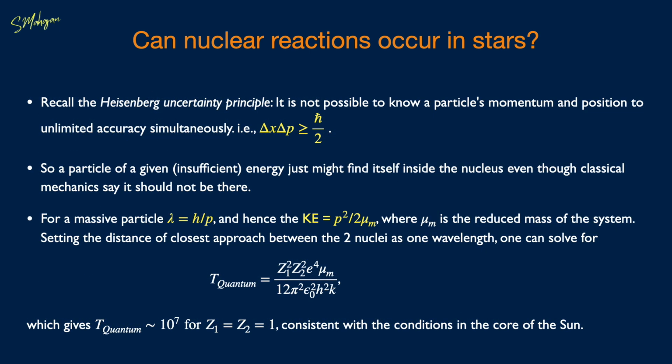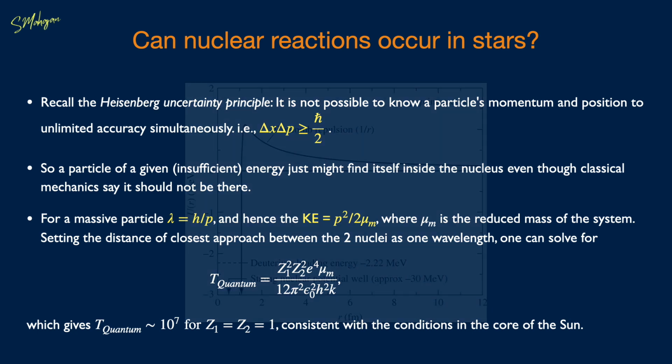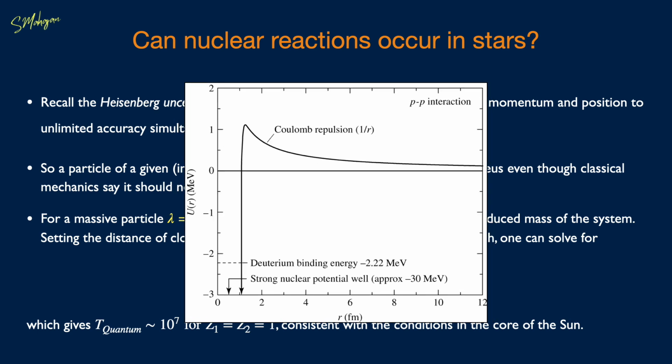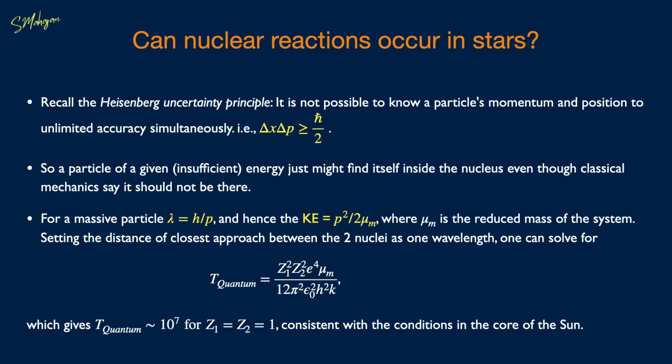The answer to this question lies beyond classical physics. Recall that in accordance with Heisenberg's uncertainty principle, it is not possible to determine a particle's momentum and position to unlimited accuracy simultaneously, which implies that the uncertainty in the position of one nucleus colliding with another may be so large that even though the kinetic energy of the collision is insufficient to overcome the classical Coulomb barrier, the nucleus may find itself in the central potential defined by the strong force of the other nuclei. This phenomenon, known as quantum tunneling, has no classical counterpart.